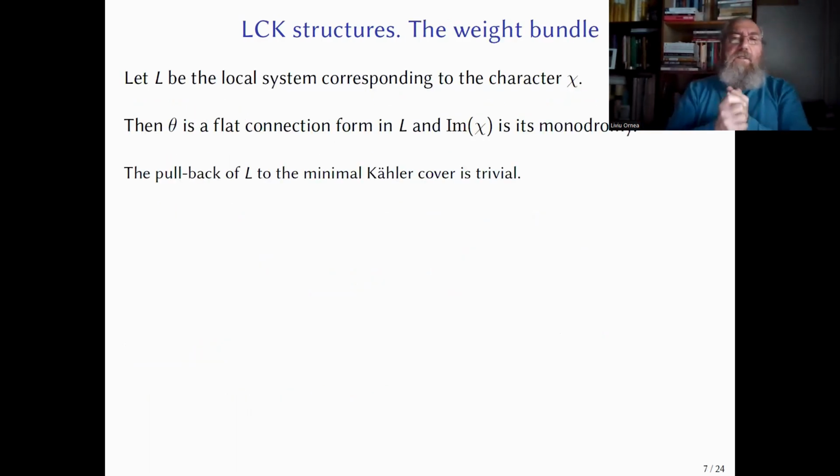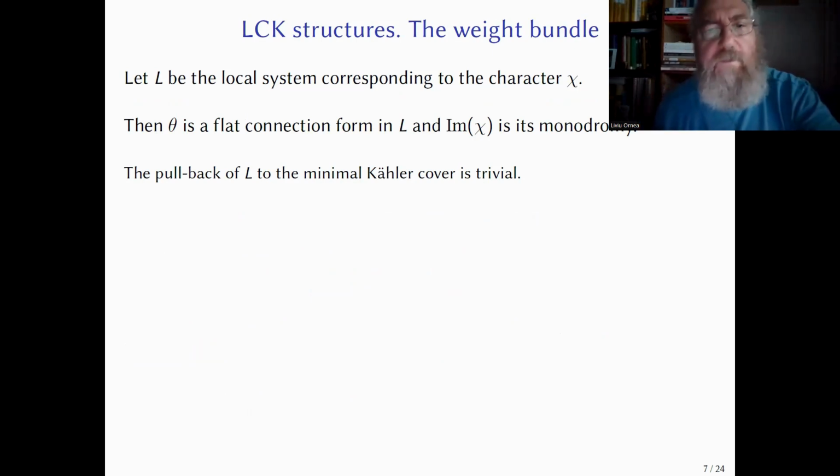This is a notion, the weight bundle is a notion coming from conformal geometry. This doesn't appear in Vaisman papers. It was understood later on, gradually, and it is related to the previous definition.